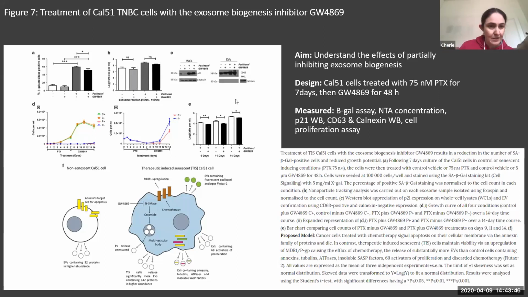Do you think any optimization of that in terms of dose or time frame would have improved the inhibition with the GW4869? Yeah, potentially. I don't actually know what dose they use for 5 micromole. Yeah, I don't know what the standard is. I've never used it. That's a good question. Surely they would have tried using a higher concentration, because you would really expect, even just in the control cells, for there to be a reduction in the total amount of EVs.